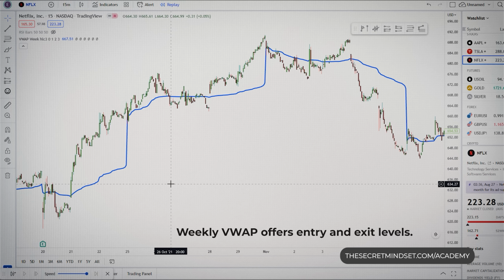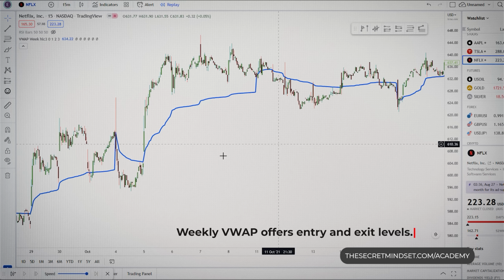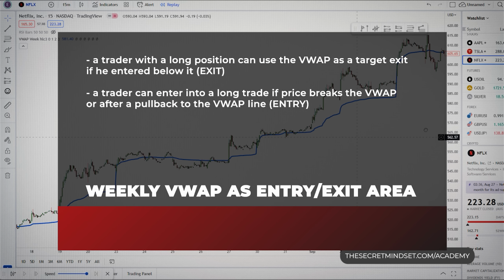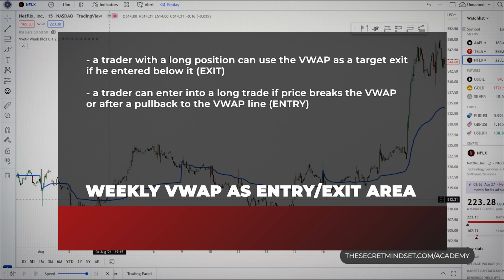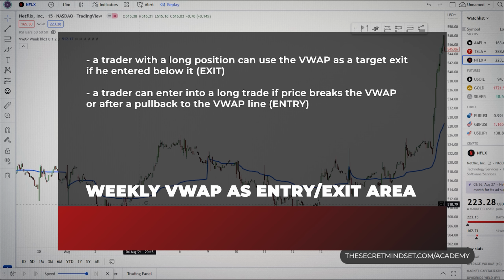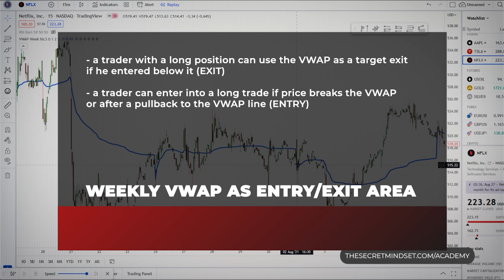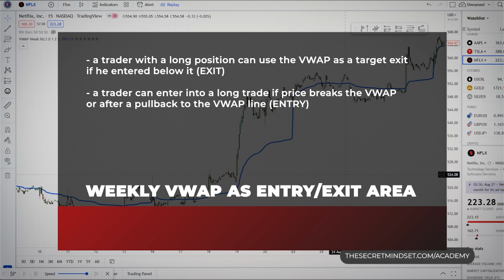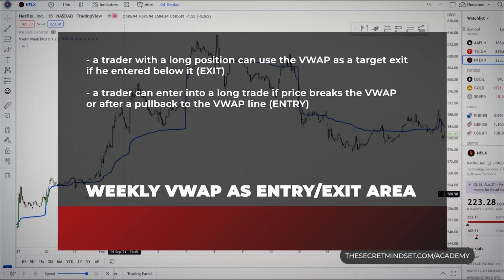One trader's support is another trader's resistance. For example, a trader who is long on a market can use the VWAP as a target exit if he entered below. Traders looking to take a long position can wait for the price to break the VWAP or wait for a pullback and a bounce off the VWAP.